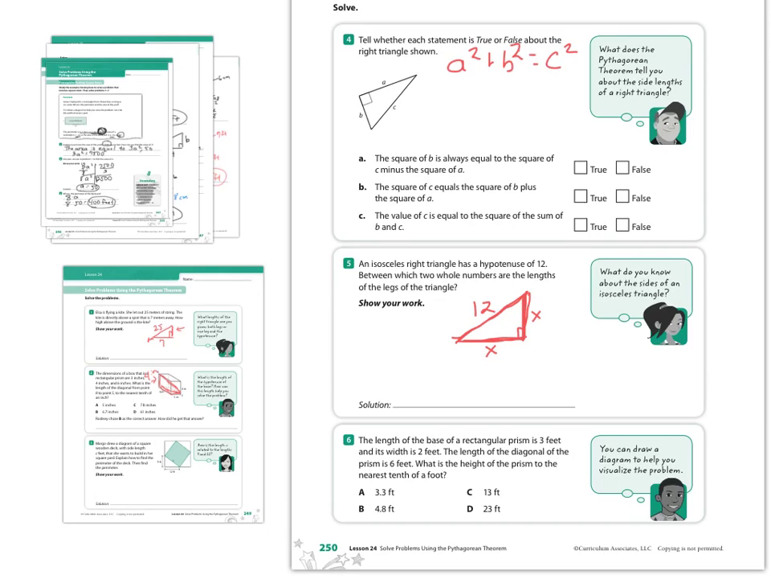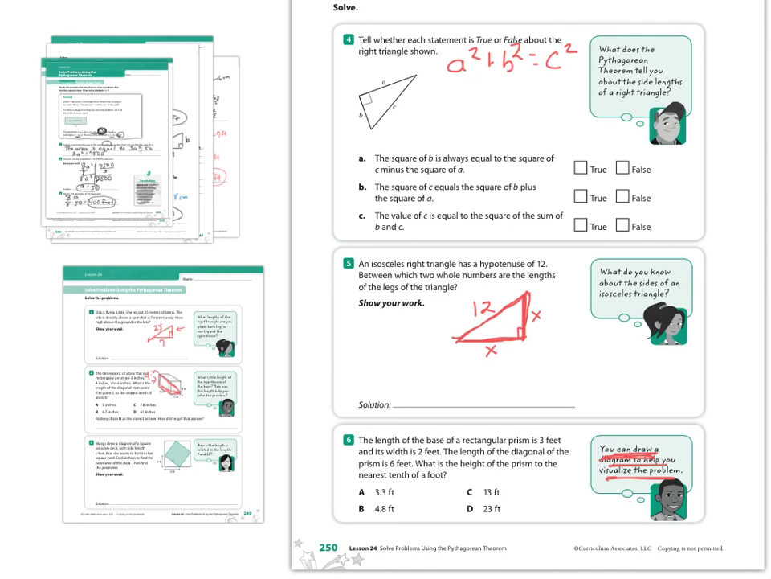Number 6, they're giving us dimensions for a rectangular prism. Just like my friend says over here, you can draw a diagram to help you visualize this problem. Folks, this problem right here is similar to the rectangular prism problems that we have done. Use the information. Use your knowledge about the Pythagorean theorem to figure out the height of that prism.